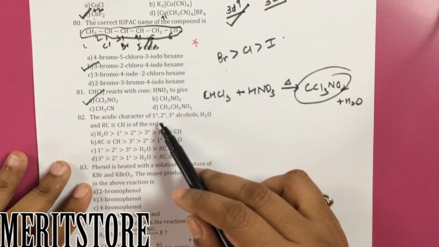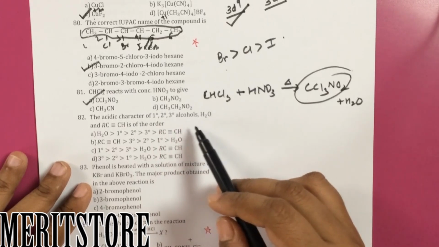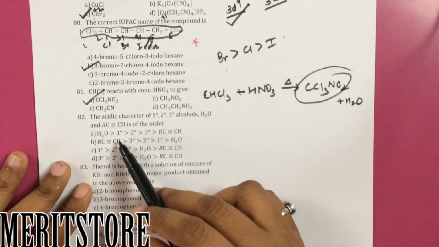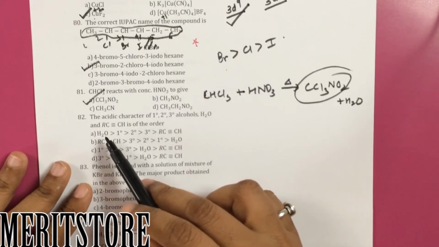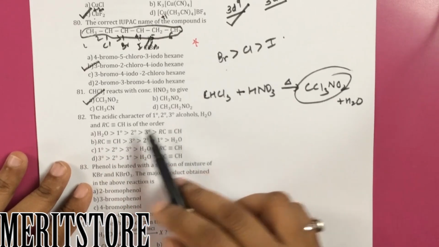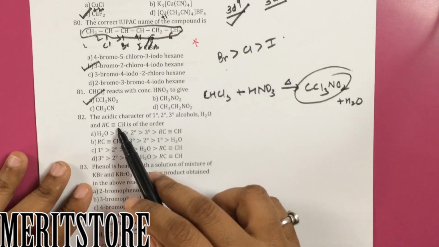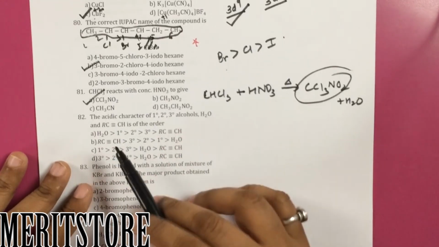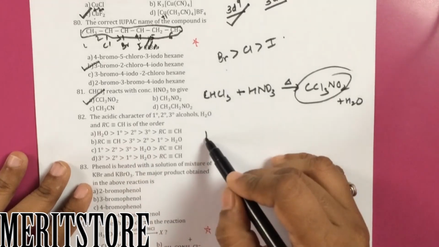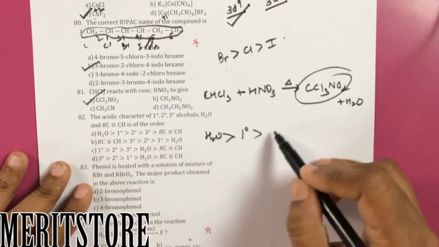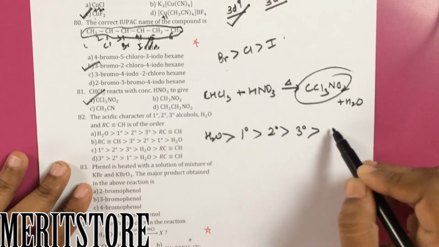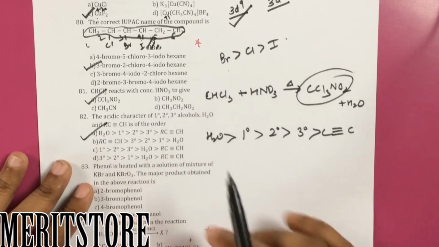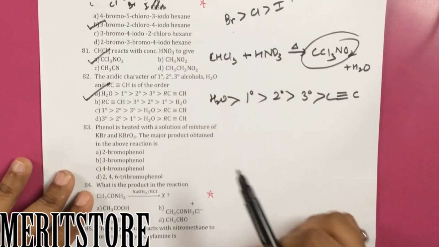Question number 82. We need to compare the acidic character of primary, secondary, tertiary alcohol with water and the alkyne. In this case, the highest acidic nature is water, then alcohols, and then alkynes, because alkynes are comparatively non-polar compared to alcohols. Therefore, water is the highest, then primary alcohol, secondary alcohol, tertiary alcohol, and finally the alkyne. Therefore, option A.